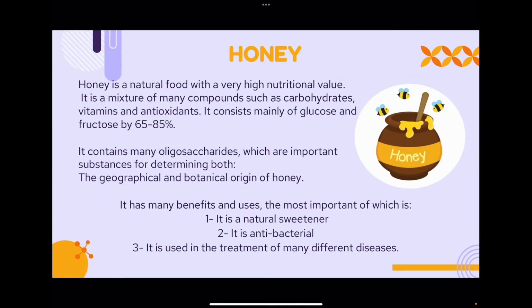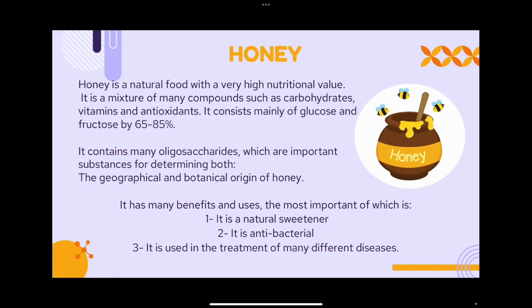So let's start with honey. Honey is a natural food with very high nutritional value. It is formed by bees from the nectar of the plant flowers. It is a complex mixture of many compounds such as carbohydrates, including all its classes, and I mean here monosaccharides like fructose and glucose, which make 65 to 85 of the sugars in honey, and also disaccharides and oligosaccharides. It contains 13 to 18 types of oligosaccharides, which is important for determining both the geographical and botanical origin of honey.